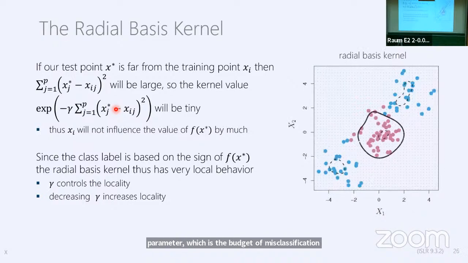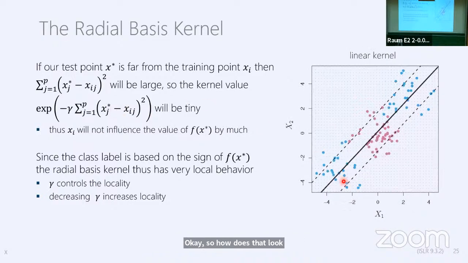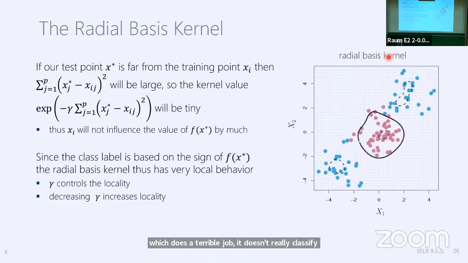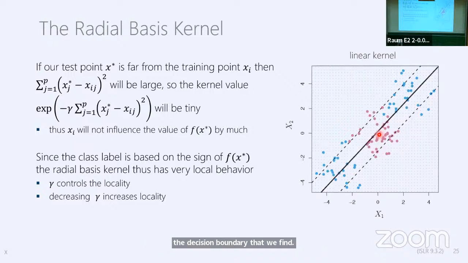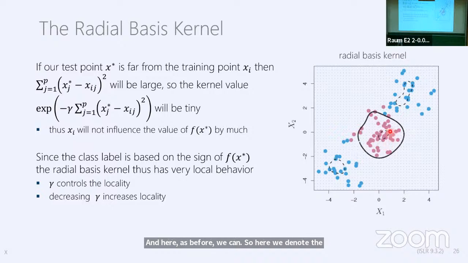Okay, so how does that look? Before, if we use the linear kernel, we get this decision boundary, which does a terrible job and doesn't really classify the points correctly. And now if we apply the radial basis kernel, this is the decision boundary that we find. And here, as before, the margin is also denoted by these two lines. The margin also has essentially the same shape as the decision boundary.